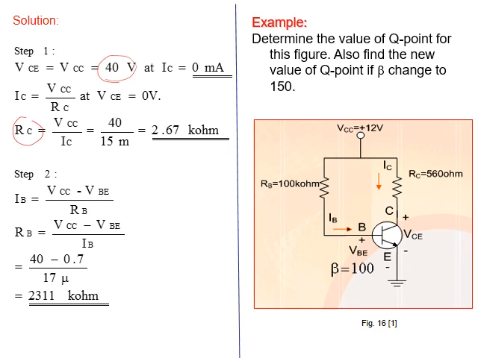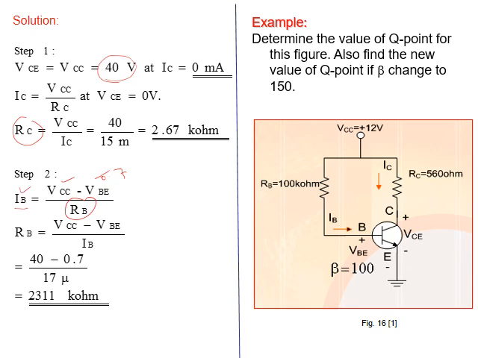Then we go to find IB. IB is VCC minus V base emitter, which is 0.7, over RB. Then we have this, we have this, we have this. Let's get RB. We got it.